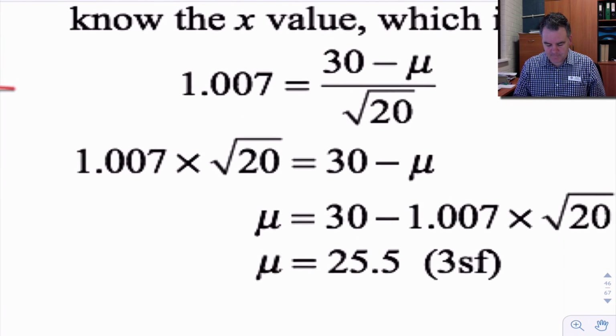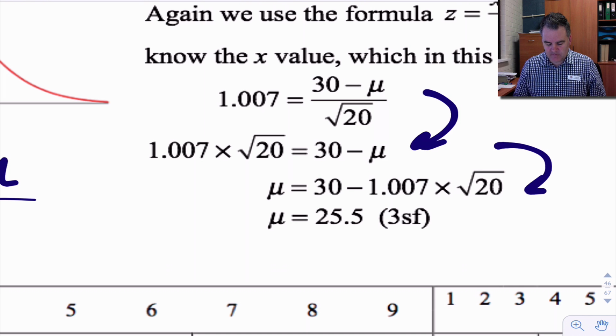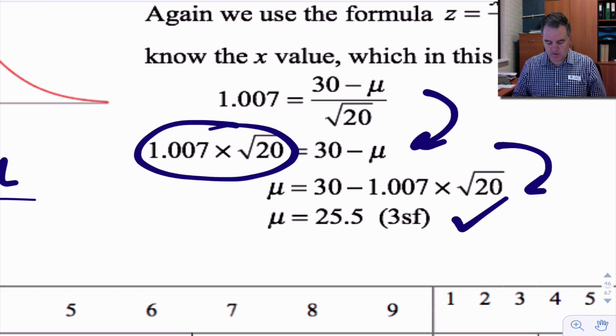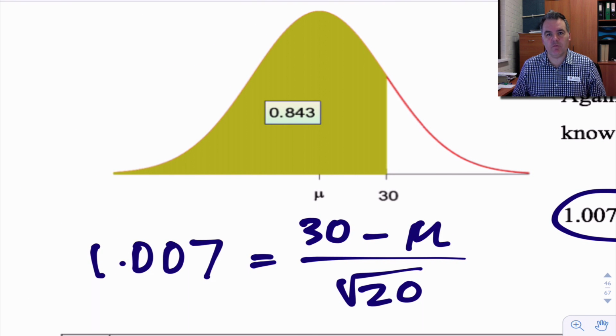Here's the working. So I'd multiply both sides by the square root of 20, going from there to there. I'd then add the mean to both sides and subtract this thing here, and that should give you 25.5. And you can always look across and see if that looks reasonable. It looks reasonable that 25.5 could be the mean there. So there's an example of giving you the probability, giving you an x value, asking you to find the mean.